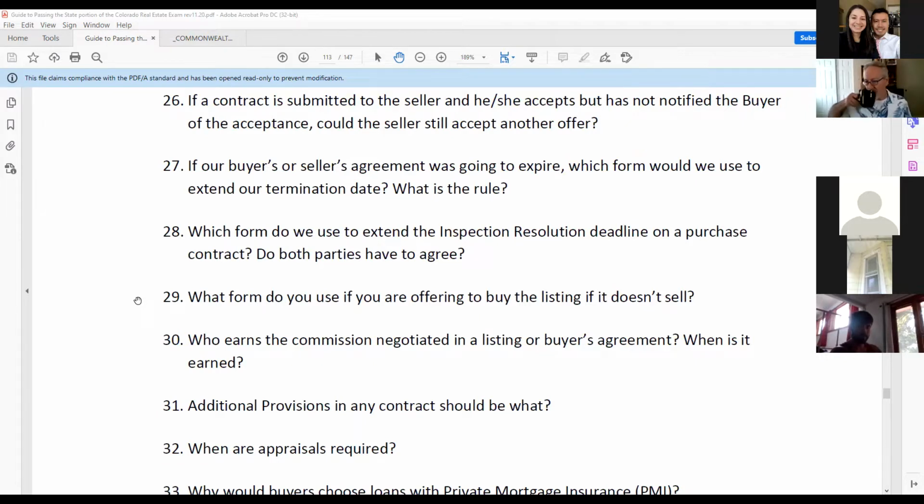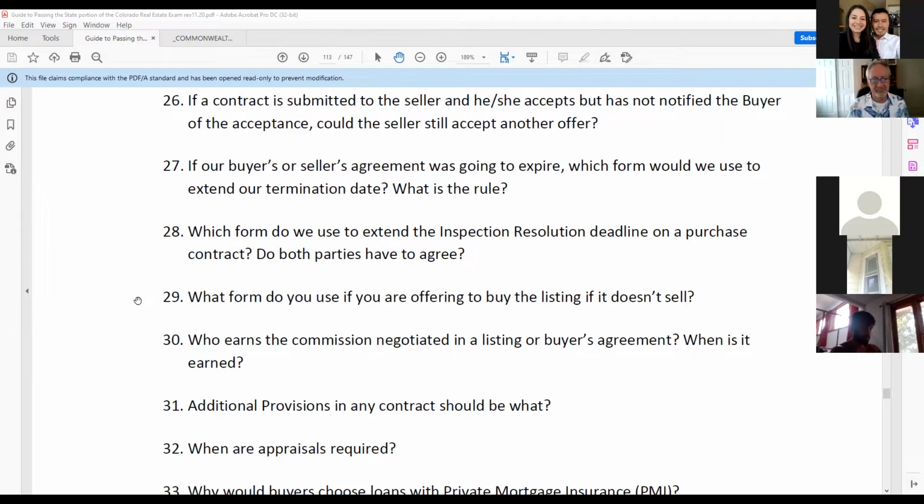Exclusive right to buy and sell. Is that one contract or is that two separate contracts? Two separate contracts. I think you missed my Tuesday class, or if you didn't, go back and look at that. There are two separate contracts that we reviewed: the exclusive right to buy, the buyer side, when you represent the buyer, and the exclusive right to sell when you represent the seller.